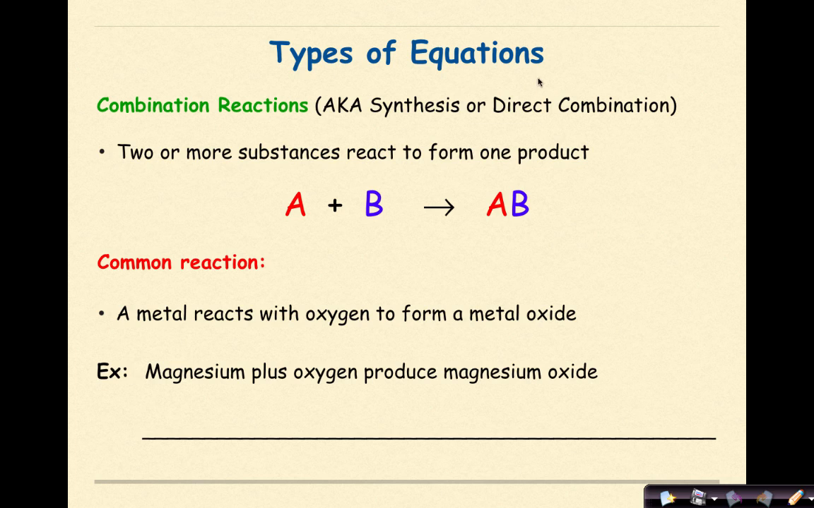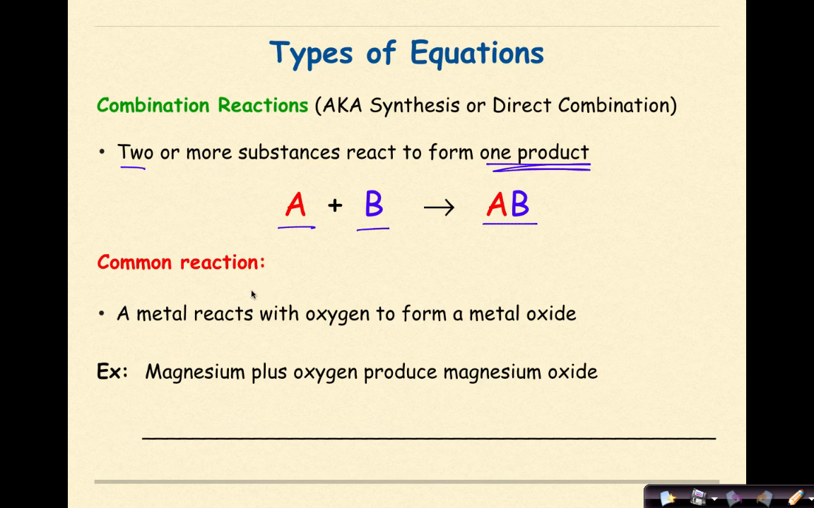Let's look at some different types of equations. The first one we're going to look at is the combination reaction, which is also known as synthesis or direct combination, depending on your textbook. This is where 2 or more substances react to form one product. That's what we're looking for here. So symbolically, we represent this as A plus B yields AB.